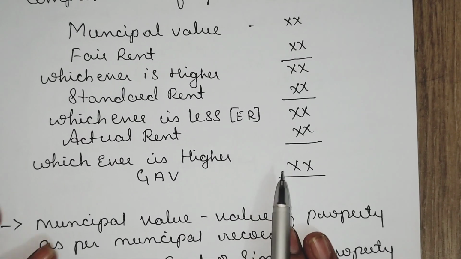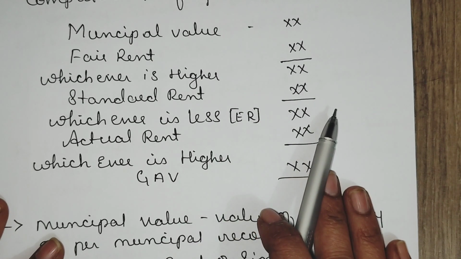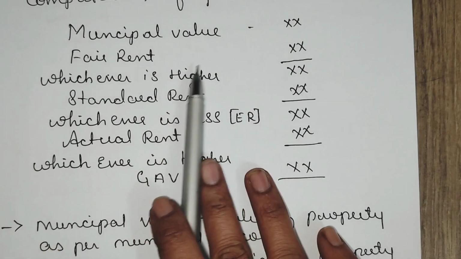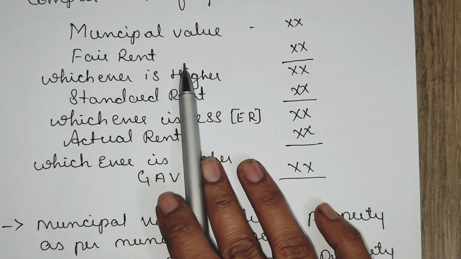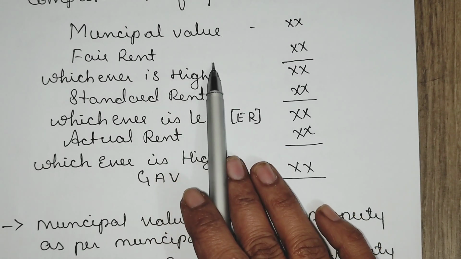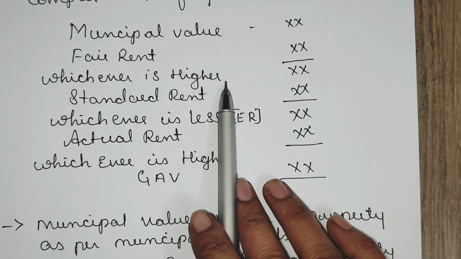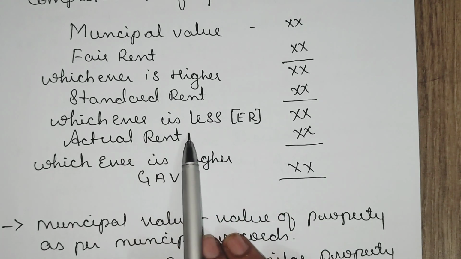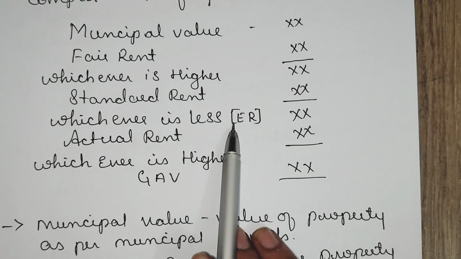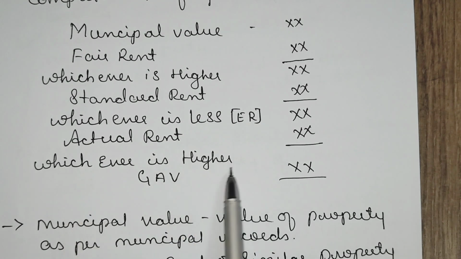Let us understand the computation of the gross annual value. To compute the gross annual value, we need municipal value, then fair rental value. Here we are comparing the municipal value with the fair rental value. Whichever is higher will be considered. And with that amount, we are comparing the standard rent. Then we are considering whichever is less. That will be your expected rent. Then the actual rent, whatever you have received, will be compared. Whichever is higher will be considered as the gross annual value.